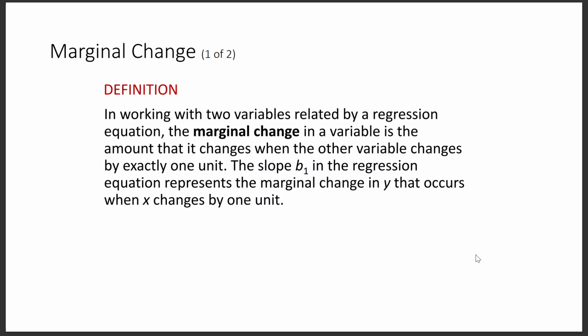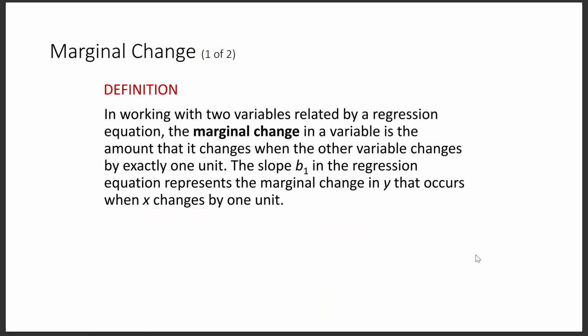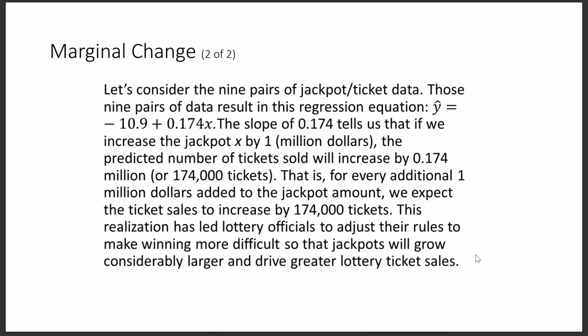So if you go back and look at the regression line, you see b1, which is the slope of the line. The slope b1 in the regression line represents the marginal change in y that occurs when x changes by just 1 unit. So when you change x by 1 unit, whatever change happens in y can be represented by b1. That's called marginal change. For example, let's say y cap equals negative 10.9 plus 0.174x.